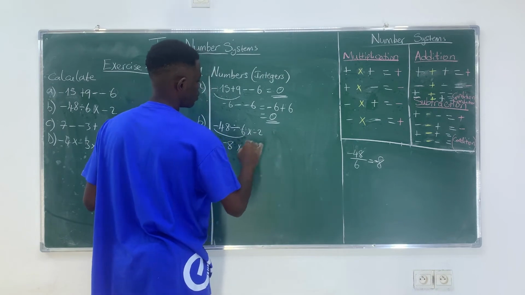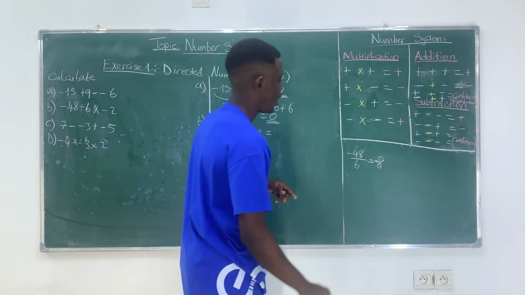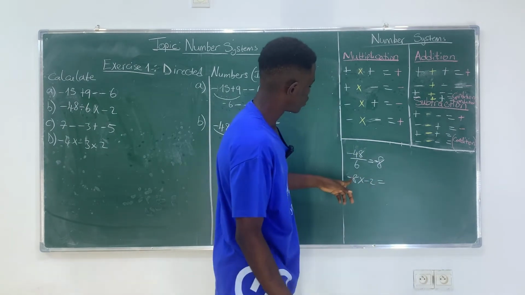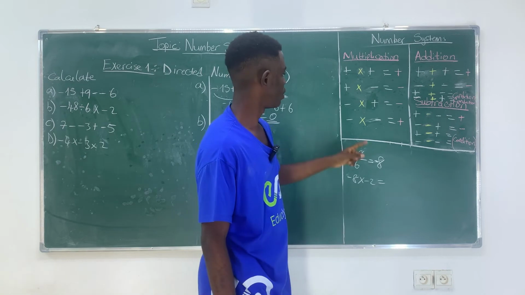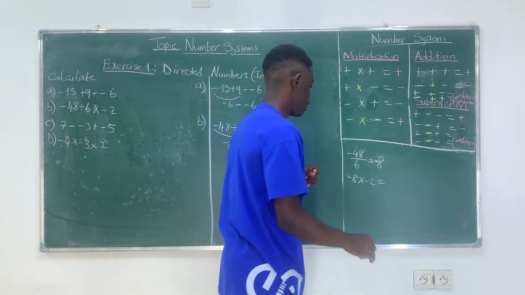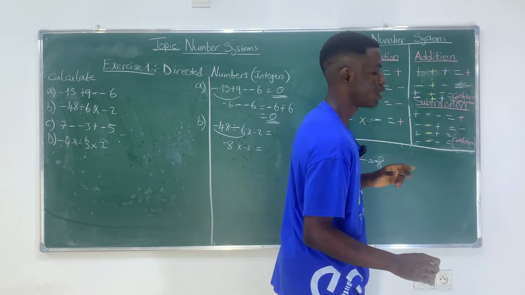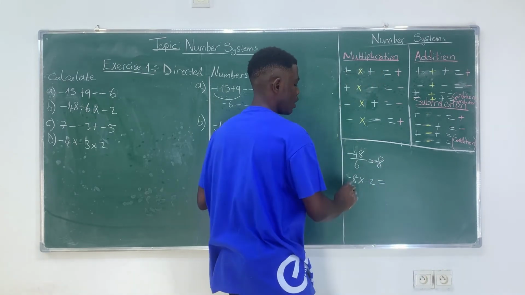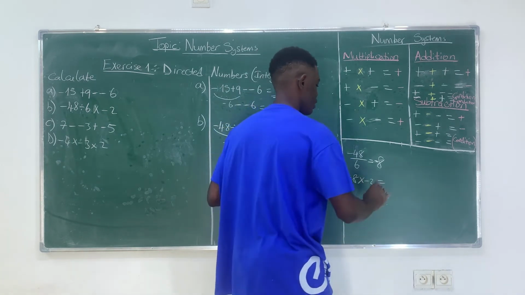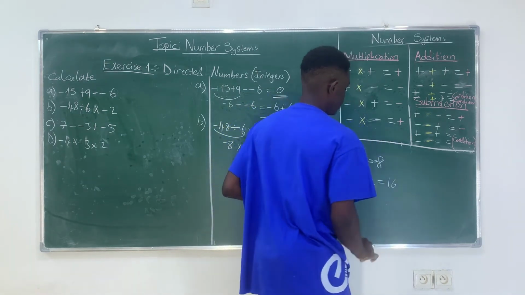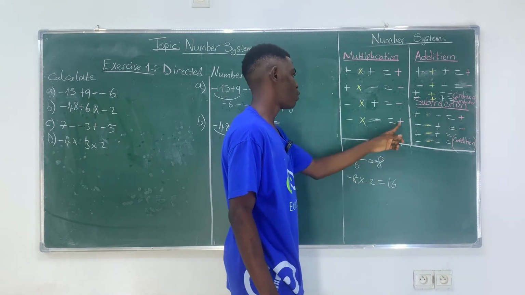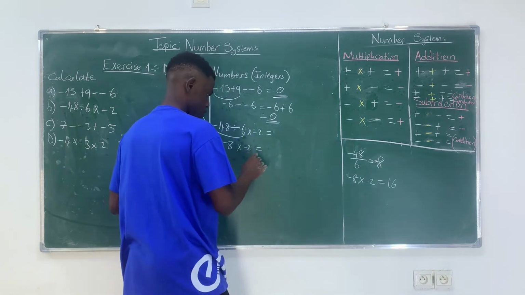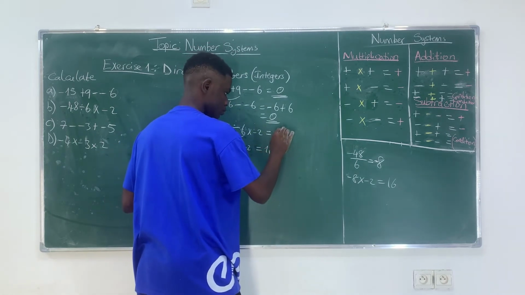So that minus 8 times minus 2, what is it equal to? I put my minus 8 times minus 2. Negative times negative gives what? Positive. Which means I multiply normally my 8 times 2. What is 8 times 2? 16. Since it is negative times negative, the answer is positive, so my answer will be 16.